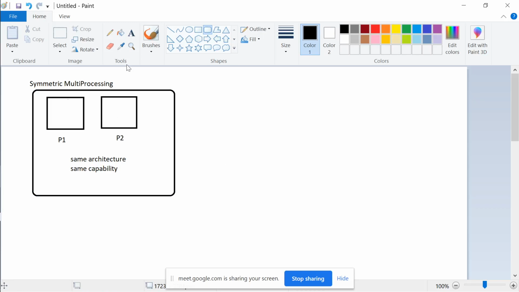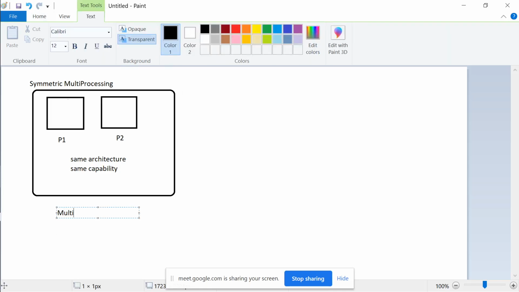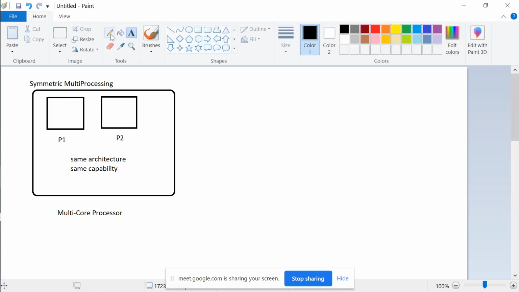So where do you get to see this kind of architecture? You get to see this in a multi-core processor. What is a multi-core processor? Basically a processor with multiple cores. So if you notice, not only can we have multiple processors, but a processor can have multiple cores, and a core is also a processor. So you can have a dual core over here and you can have a quad core over here.